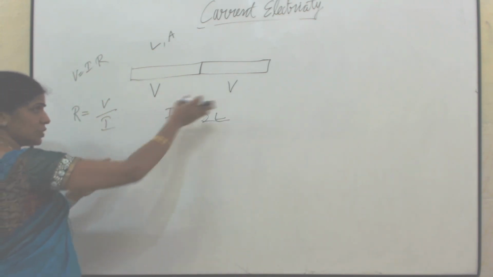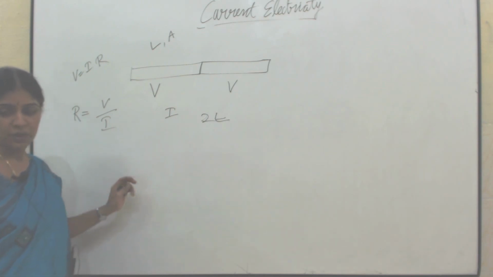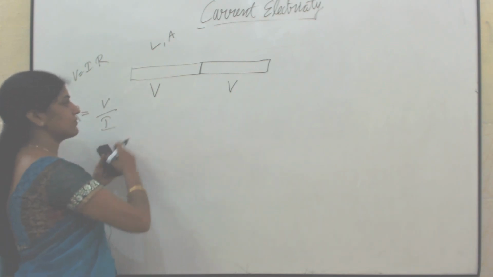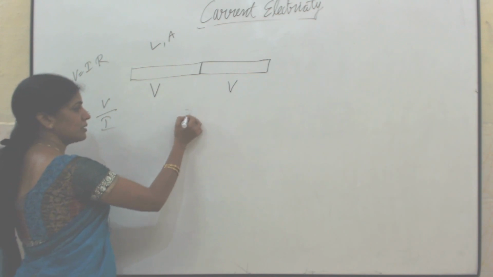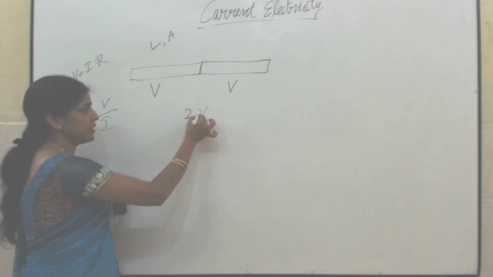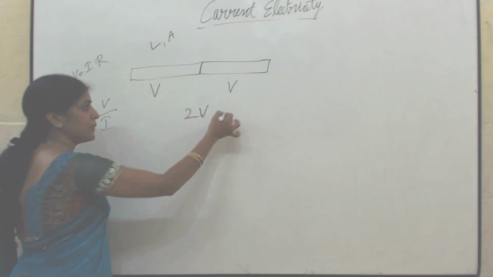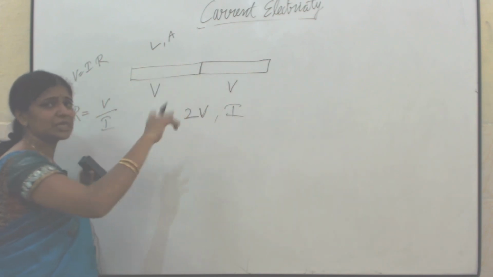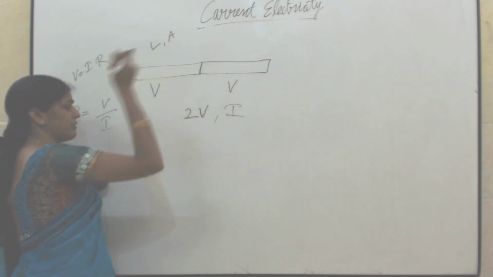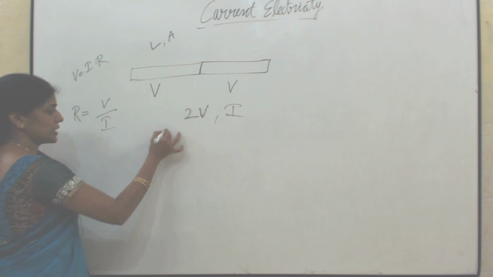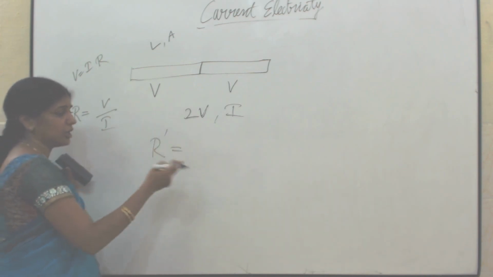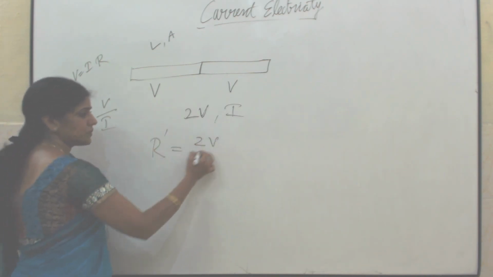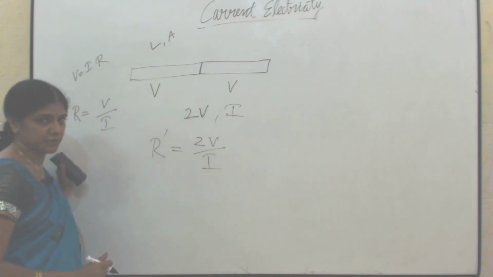Now I double. So what is the total potential developed here? The potential developed for each conductor is V, so V plus V will be 2V. Let 2V be the potential developed, and I the current flowing in both the slabs. The same current will be flowing here. Now the new resistance, when the length is doubled, will be R equals 2V by I.